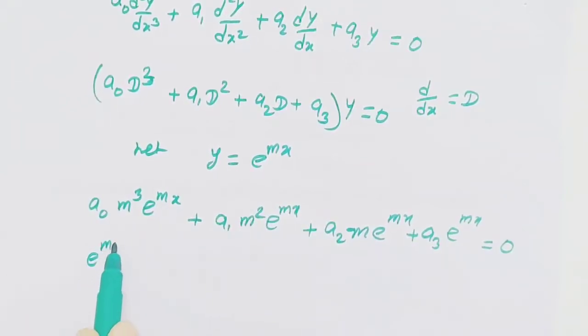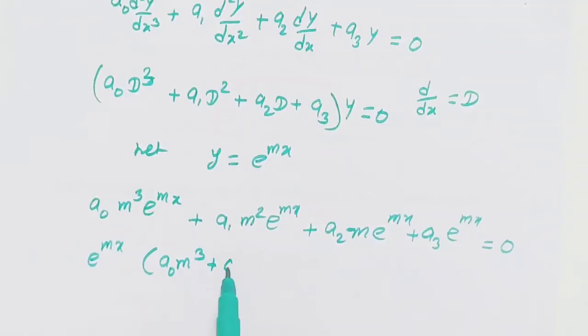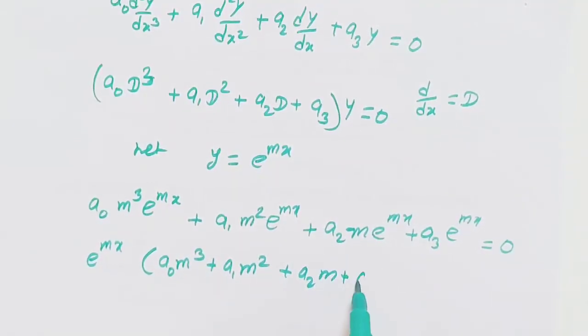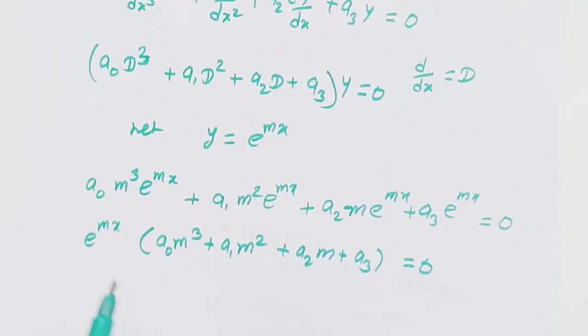If we take e raised to the power mx outside, then it is a0 m cube plus a1 m square plus a2 m plus a3 is equal to 0. Now see here, any product term is equal to 0, that means at least one of them must be 0, because a product can be 0 only when one of the terms in it is 0. Now here e raised to power mx, you can take any value of m.